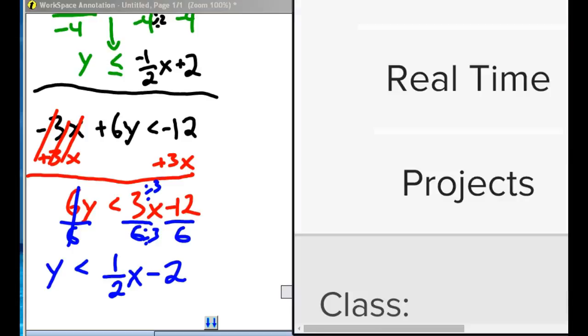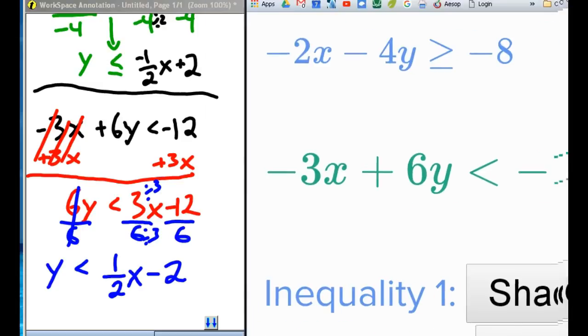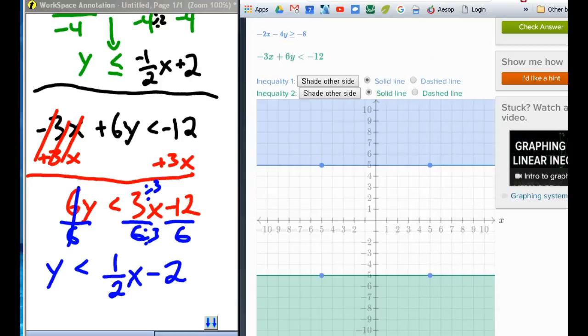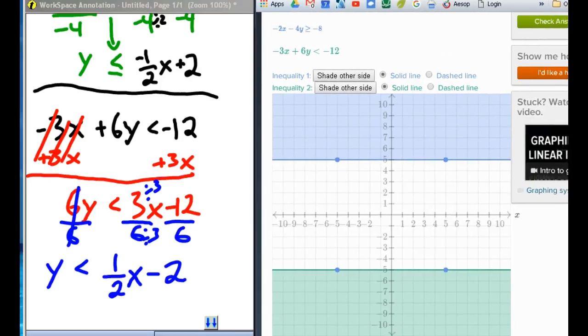Go ahead, you guys graph it on your whiteboards, and I'll do it up here, and let's see if they match. So the first one we should start at 2. Right? And we go down 1, right 2. So down 1, right 2.